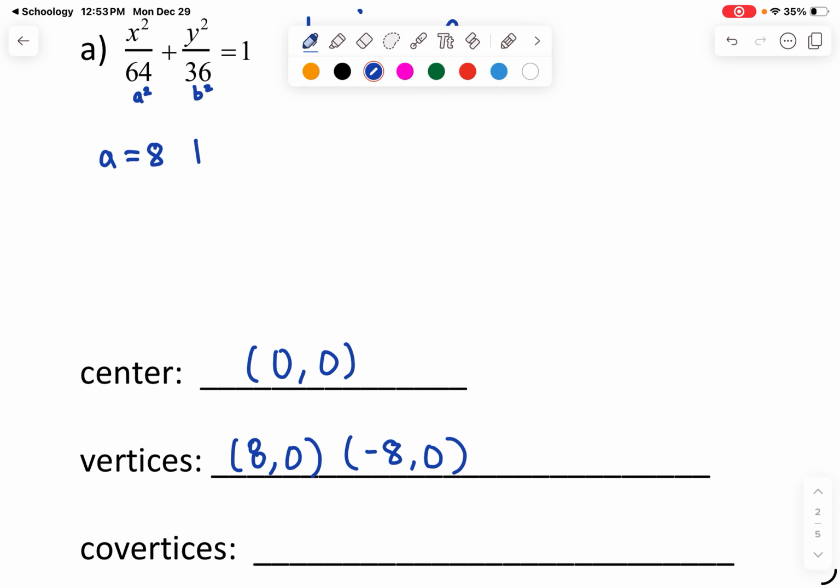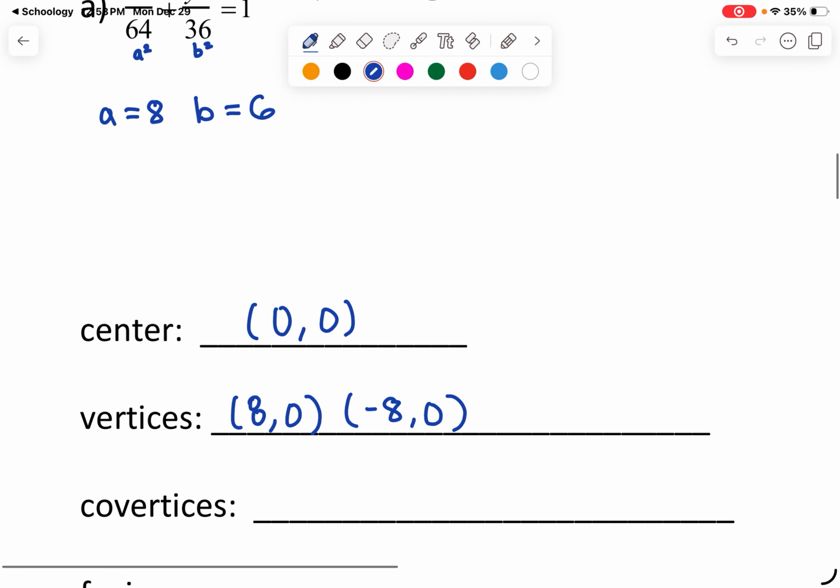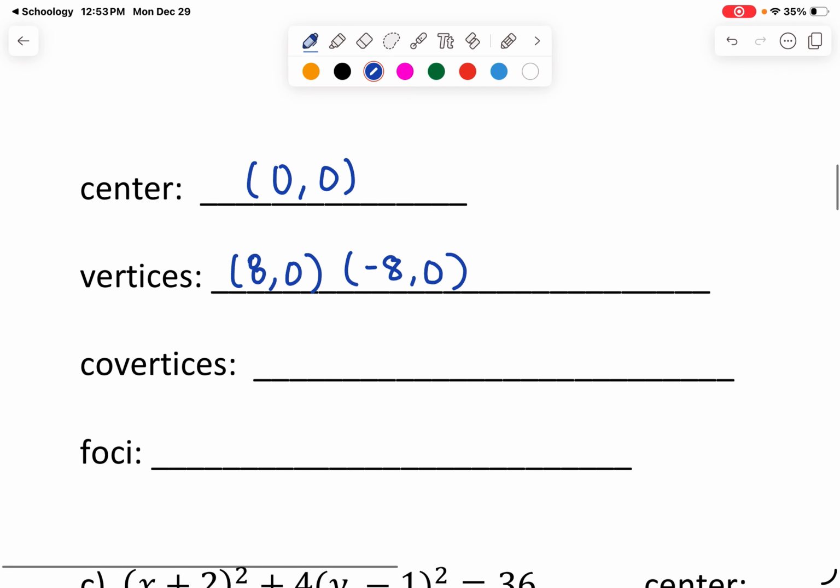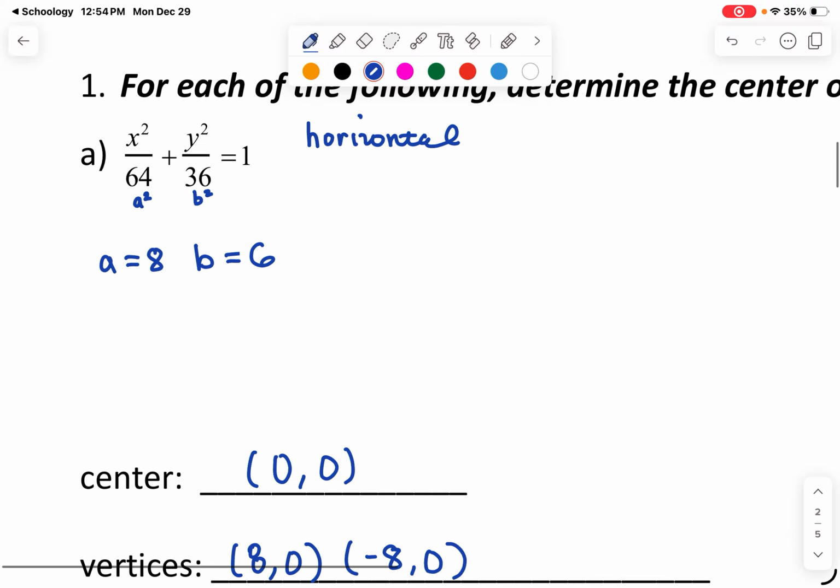Our covertices are B units from our center, where B is 6. That means that we're going to go up and down since we already went left and right. So if I go up and down from 0, 0, I get 0, 6 and 0, negative 6, which once again you can write as 0 plus or minus 6. Lastly, we need our foci.